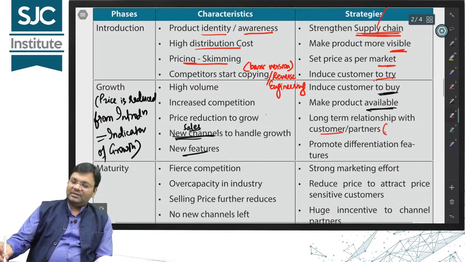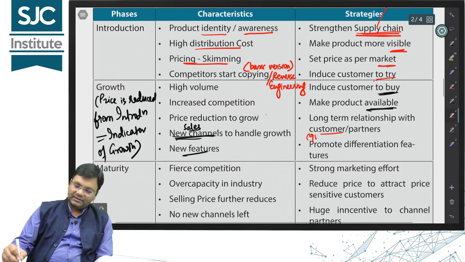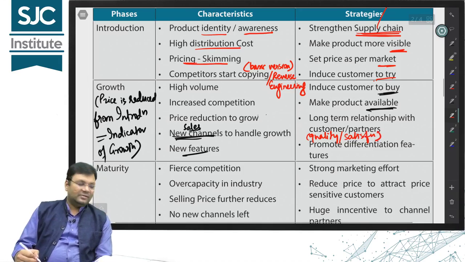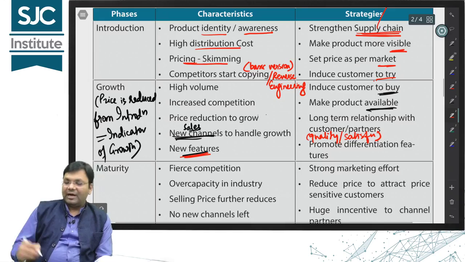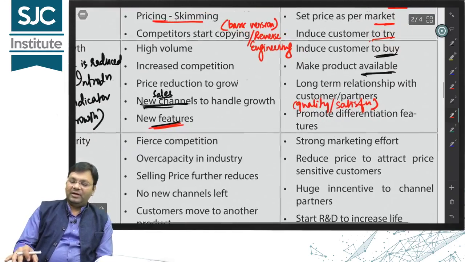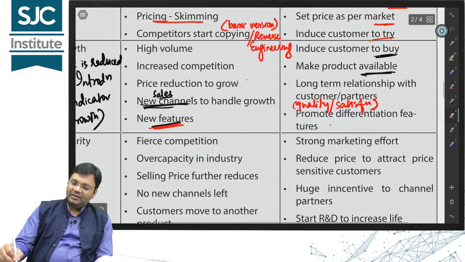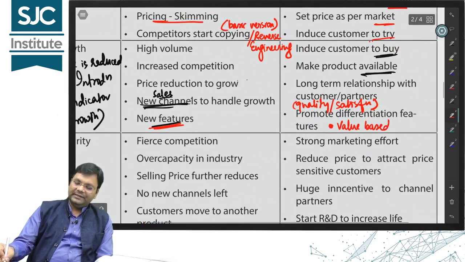As regards customers, you will have to focus on customer satisfaction and the quality of your product again. It's not that only the introduction stage requires quality and satisfaction needs to be ensured. And then you will also promote differentiation features. Whatever extra you have added, you need to start promoting, otherwise people won't understand that you have added this. Another is what we call value based pricing, that you can note here.